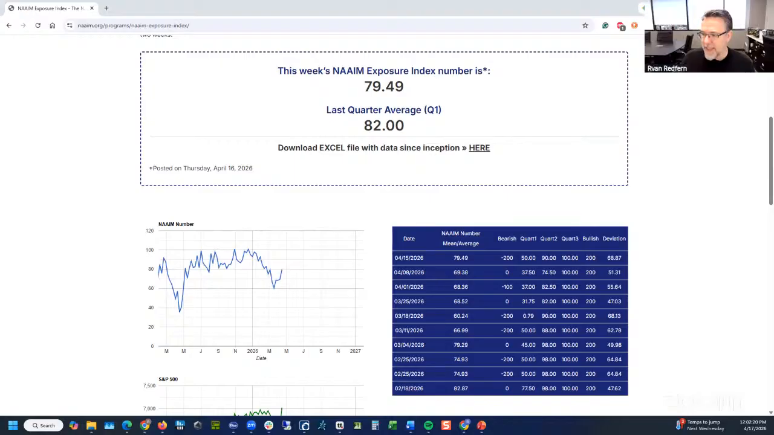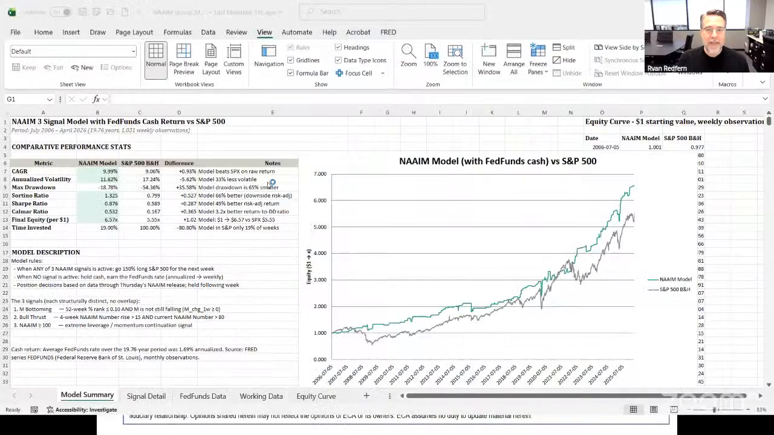I know you have some neat information about how to look at this exposure index and how to make it work. Okay. Let me try and share it. Can you see my model here? There we go. Got it. Yep. Okay.